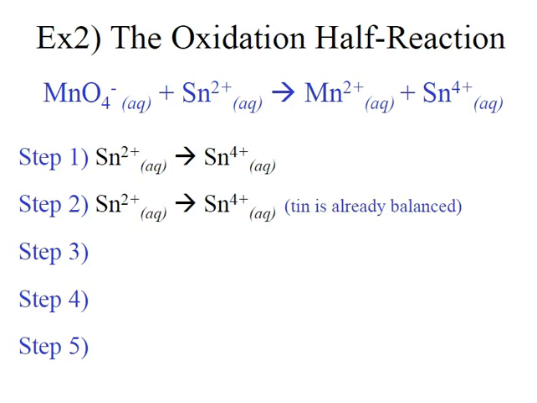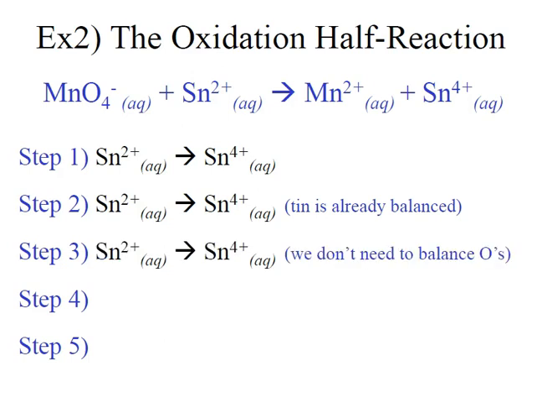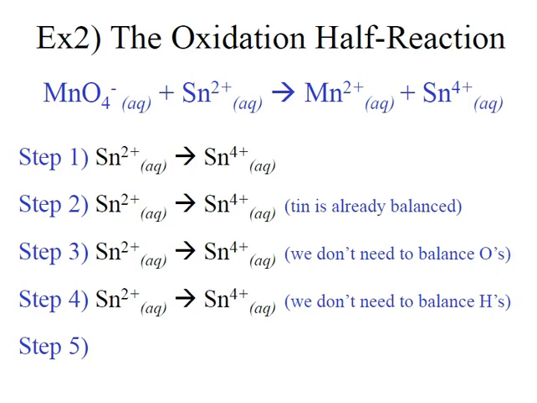So done. Step 3, balance oxygen by adding water. There are no oxygens. Step 4, balance hydrogen by adding H+. There are no hydrogens. And step 5, balance your charge by adding electrons. Well, where do they go and how many do we need? Let's check that out. So we've got a 2 charge on the left and a 4 charge on the right.